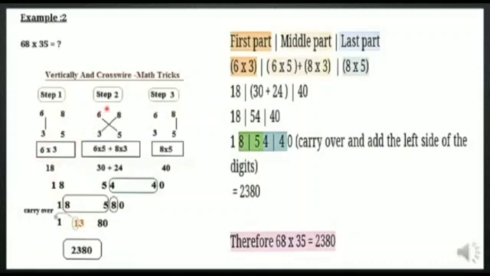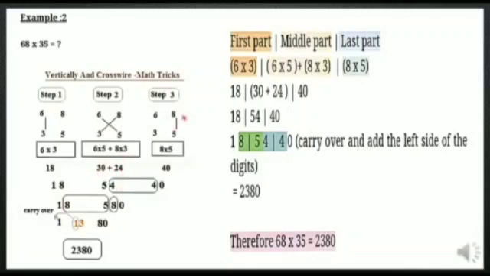For step 2, what do we have to do? We have to do the cross multiplications. How will we do it? We will cross multiply 3 with 8 and 6 with 5. So what do you get? 6 into 5 plus 8 into 3. What do you get as a product? 30 plus 24. You'll get the result as 54.